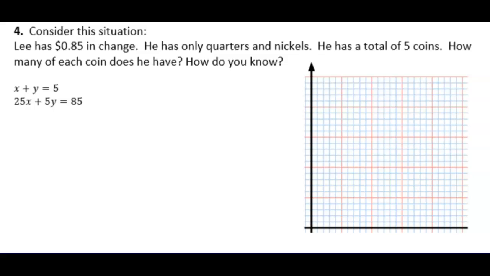Okay, well in this case, X stands for our quarters. That's important. Make sure you always label your graphs. And N, nickels, is going to be our Y. So this is our X and this is our Y. That's important because we need to graph it correctly. Let's see, can I graph either of these right now? I can't. So I need to solve them.